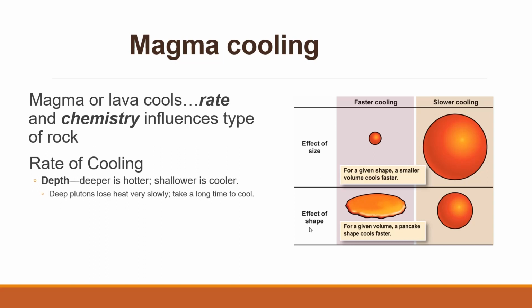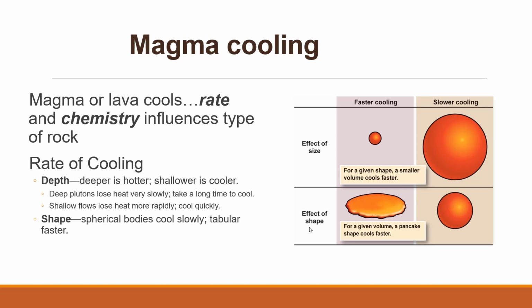So deep plutons lose their heat very slowly, so they take a long time to cool. Shallow flows will lose the heat more rapidly, so they'll cool quickly. The shape is also important. Spherical bodies, like a blob of magma at depth, will cool slower because the heat has to move through a larger distance, whereas tabular or flow-like bodies will cool faster because the heat can escape much faster since it's not moving as far.